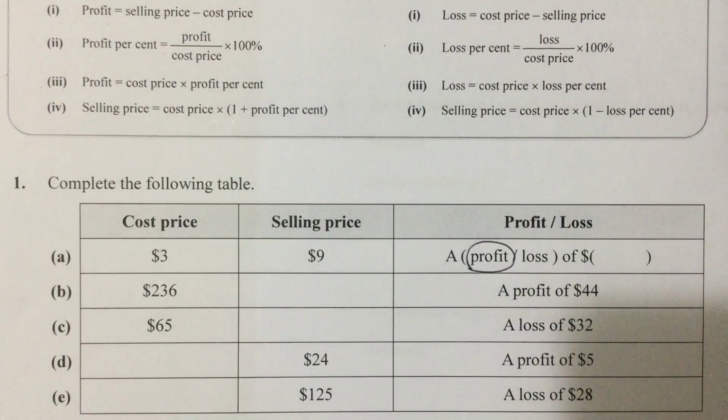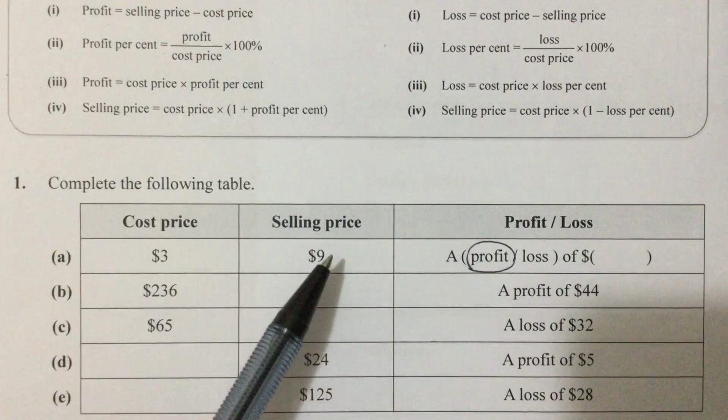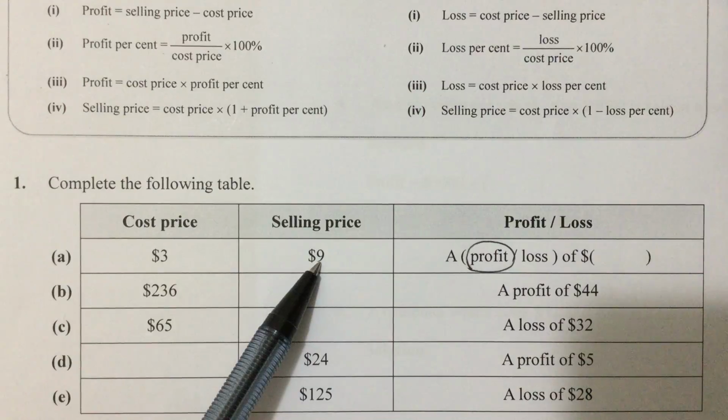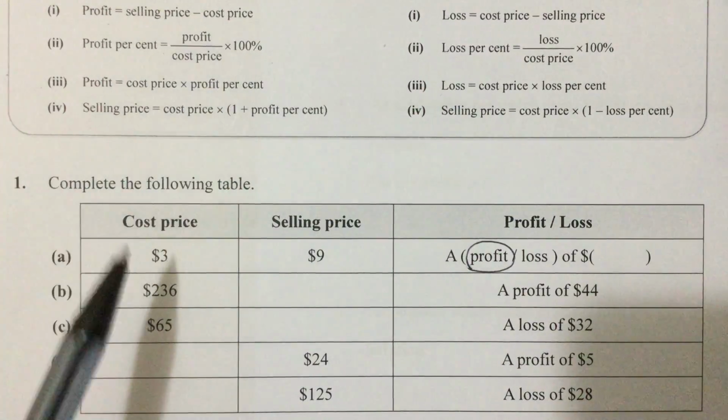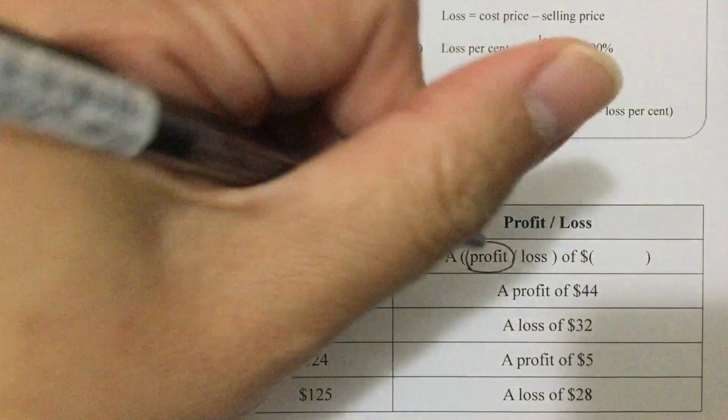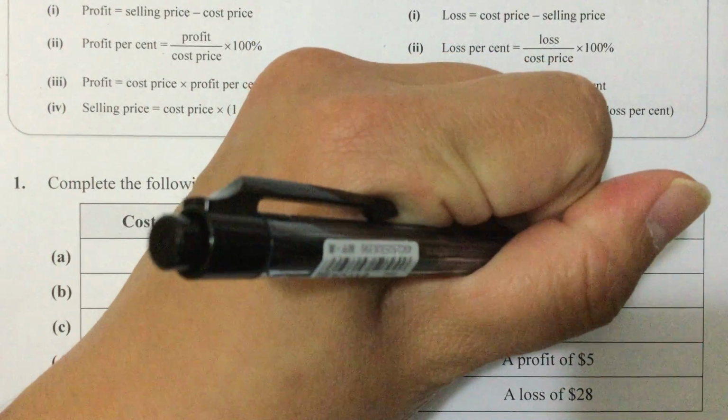And then what is the number you have to get? You use 9, the selling price, minus $3. So that is $6. So it's a profit of $6.